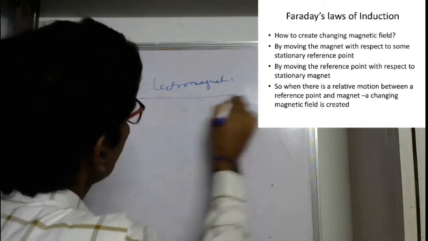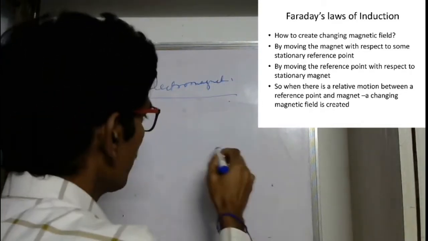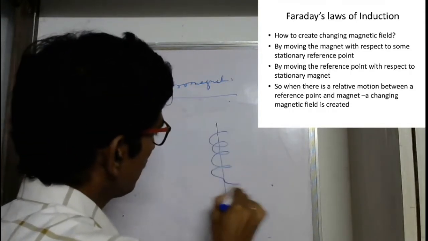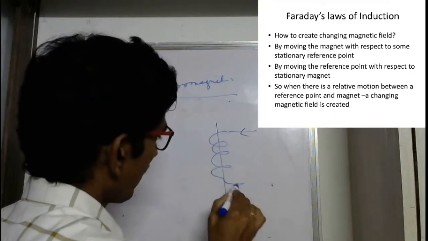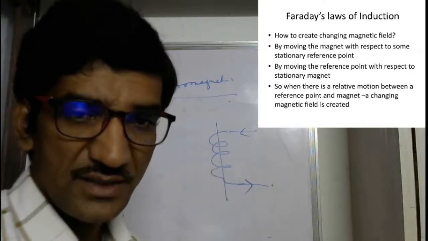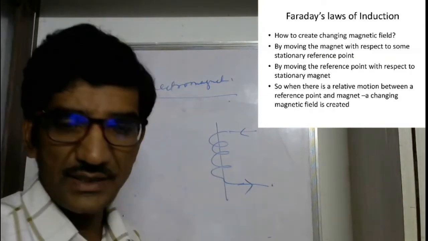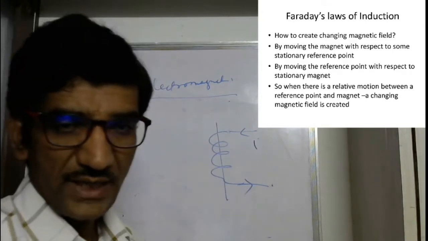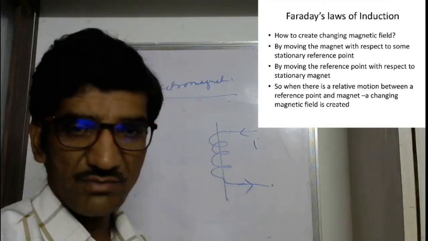Okay, instead of taking a permanent magnet, you are taking some electromagnet. Current is passing like this and coming out like this. Here you have the magnetic field. See, current is flowing through this coil. This coil is behaving like the electromagnet.